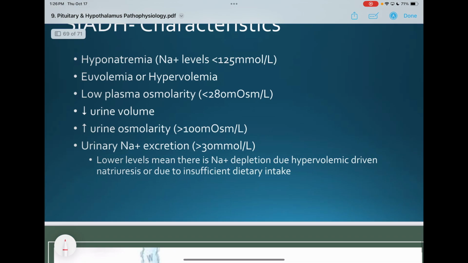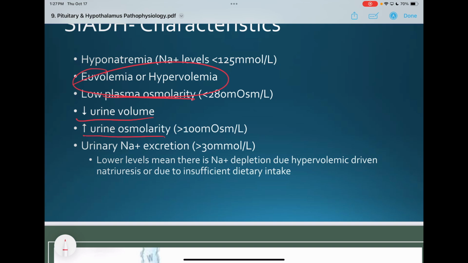So characteristics, hyponatremia on labs. They're going to have a normal volume status or maybe even heightened volume status. Low plasma osmolarity because we're diluting out all the solutes in the blood from all this excess water. Because we're retaining all this water, our urine volume drops because we're not producing much urine. Or if we are, what's the cause of any urine production for the most part? What's stimulating a lot of the urine production in these patients? What hormone? ANP. Okay, atrial natriuretic peptide comes out. Helps with the urine concentration.